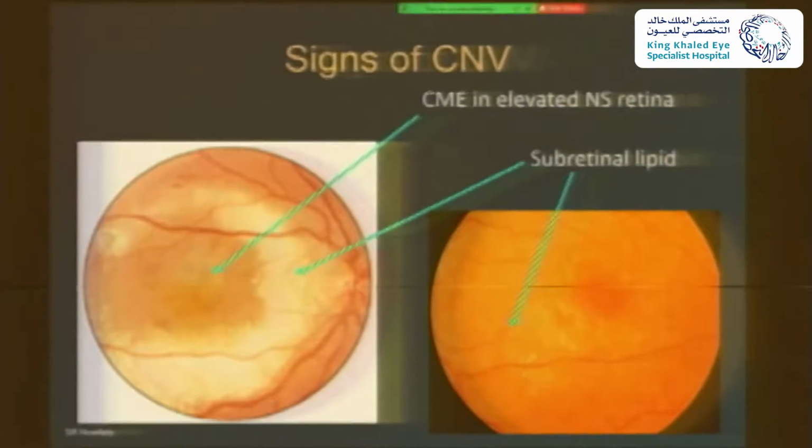And you can also sometimes, particularly in cases of chronic CNVs, have cystoid macular edema, because the retina is really getting tired of all that exudation, and therefore some of the fluid pools inside the nerve fiber layer, the fiber layer of Henle, and you get the cystoid pattern of CME. And of course, subretinal lipid.